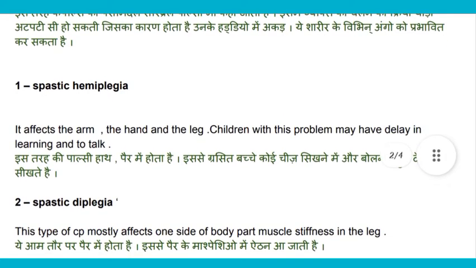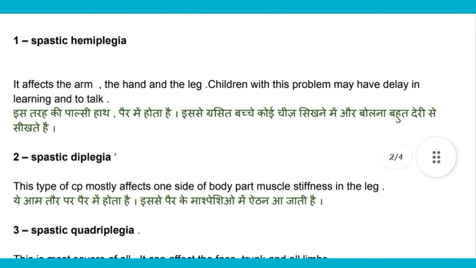This type of cerebral palsy actually affects arms, hands, and legs, and children with this problem may have delay in learning and to talk. So this type of problem is known as spastic hemiplegia.